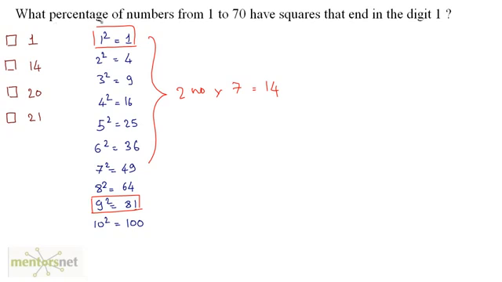So we have to calculate the percentage of these numbers. So we have 14 numbers out of 70, and we got the fraction. So the percentage will be multiplied by 100. So this is equal to 7 times 2 is 14, and 2 times 10 is 20. So 20% of the numbers have squares that end with digit 1 if we take the range from 1 to 70. So we have the answer as option C.